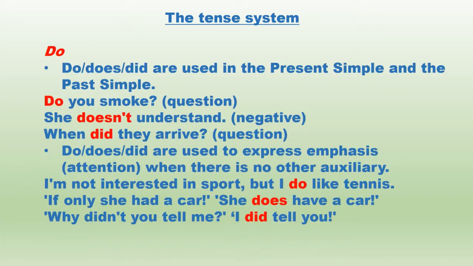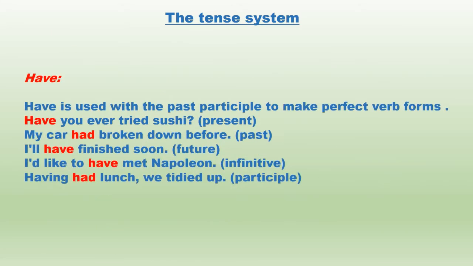Okay, now let's have a look at another example of an auxiliary verb. Have. Have could be used as an auxiliary verb if it's followed by a past participle verb to make perfect forms. For example, have you ever tried sushi? This is present perfect tense. Have here is not the main verb of the sentence because tried is the main verb. Have here is an auxiliary verb because it's followed by tried, a past participle verb.